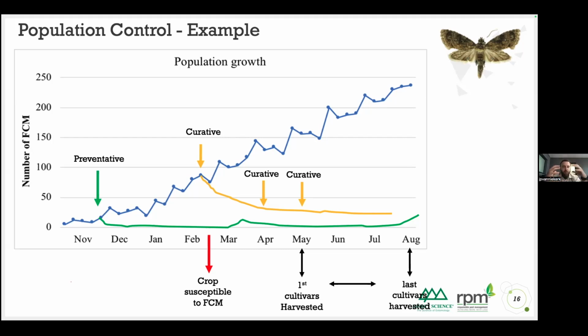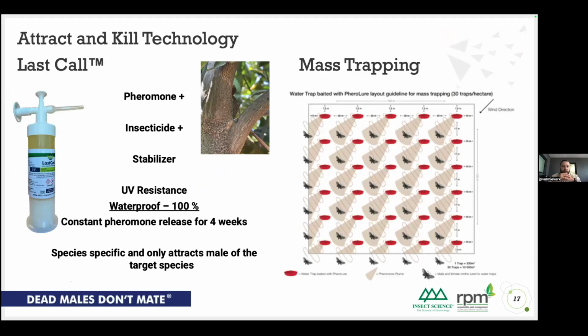I know this is just an example on FCM. Each crop can be different, but it's the example behind it. So within insect science, we have attract and kill technologies such as Last Call.